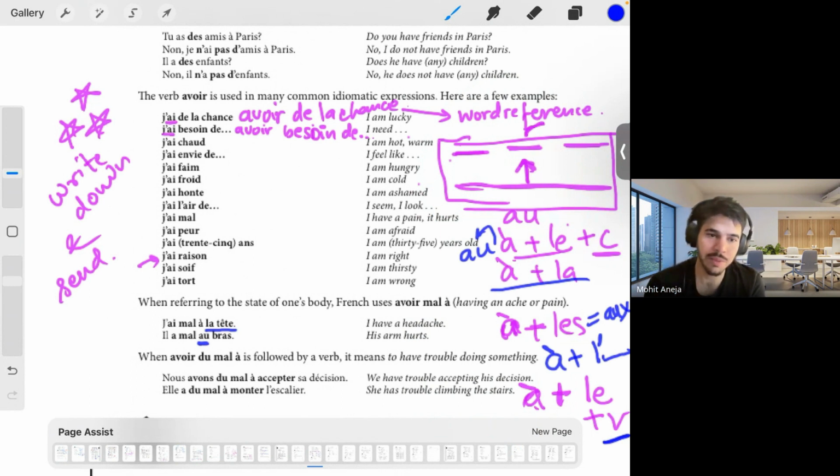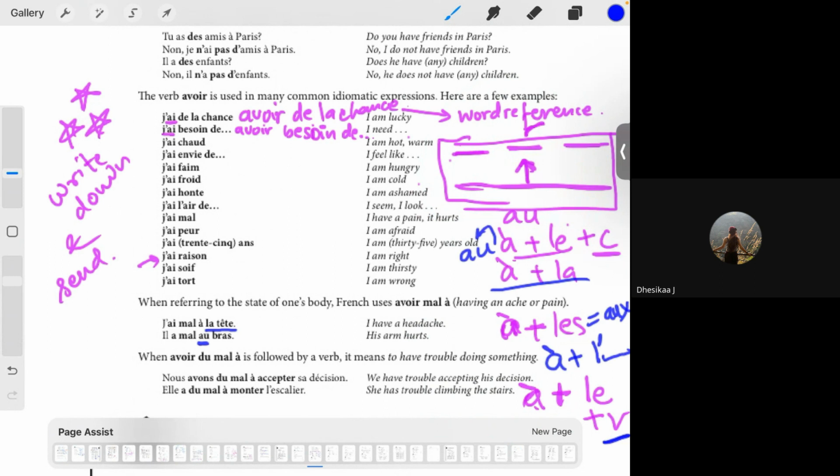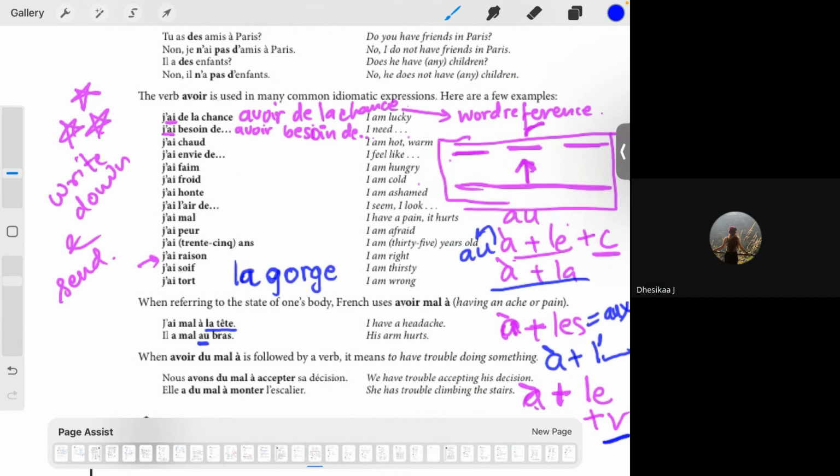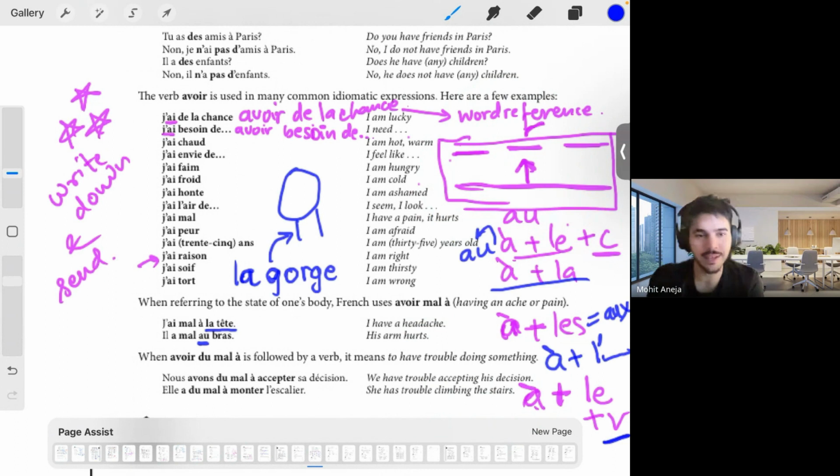How will you say j'ai mal à la... throat? What's it called? La gorge. I'll give you a hint. You have to tell me the sentence now. La gorge. J'ai mal à la gorge.